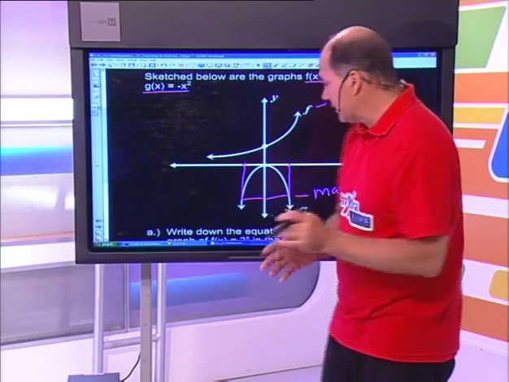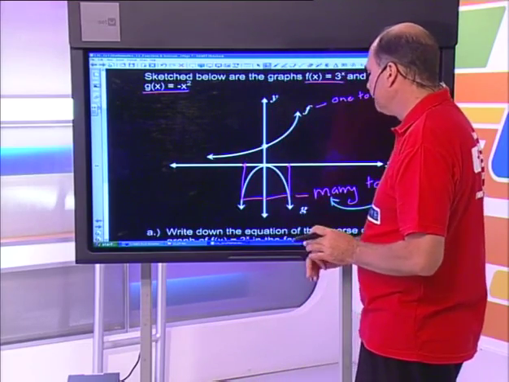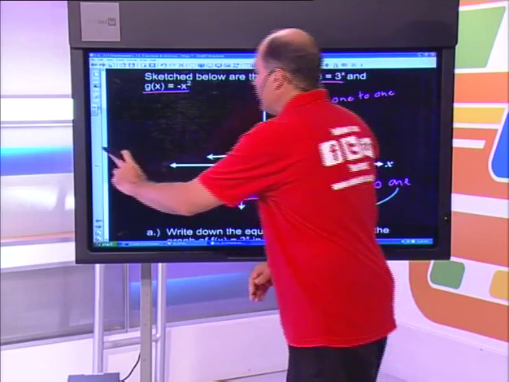But I hope you can see that if I go backwards and I go from 1 to many, I'm in trouble. If I do the reverse, 1 to many, then I'm going to be in trouble. And a many to 1 is not going to be an example of an inverse that is a function. We'll try and sort that out in a little while. So let's get into the question.